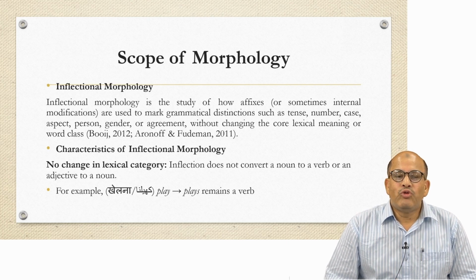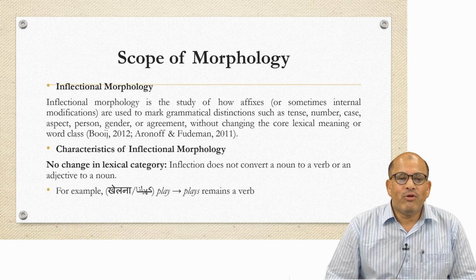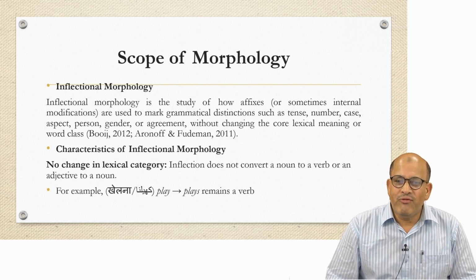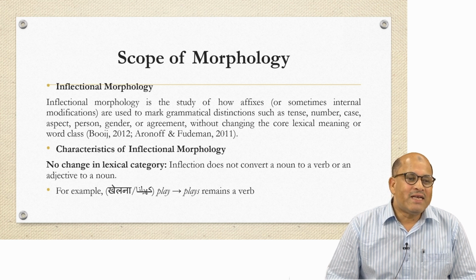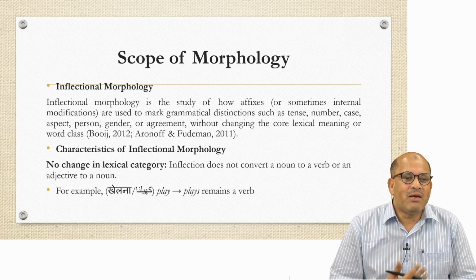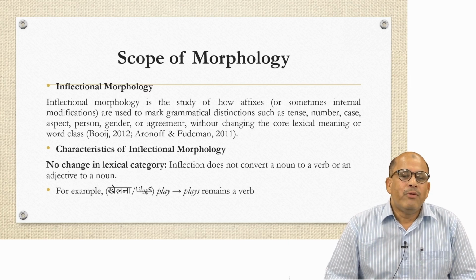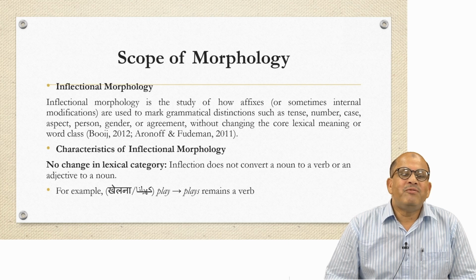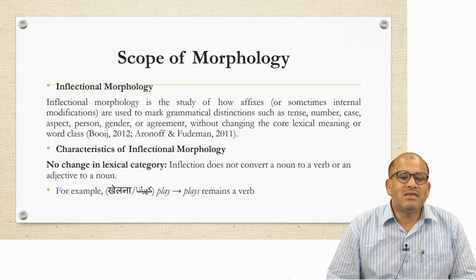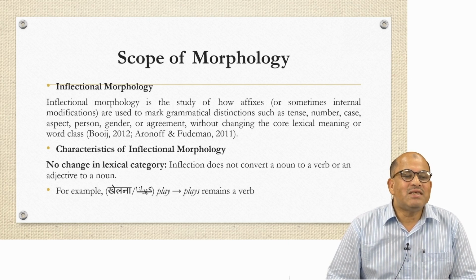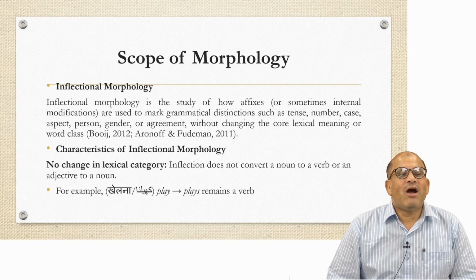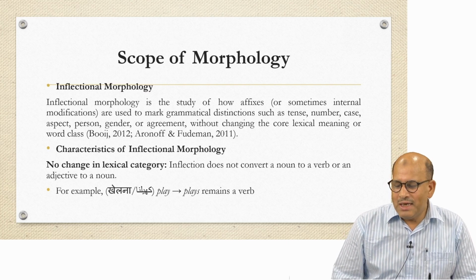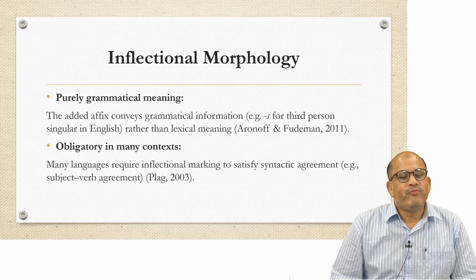What do we mean by no change in lexical category or word category? Inflection does not convert a noun to a verb or an adjective to a noun. It does not change the grammatical category. In the example I have given, play is a verb, and it remains a verb when we say plays. Even after adding s, it remains a verb. So there is no change in lexical category. This is basically part of inflectional morphology.